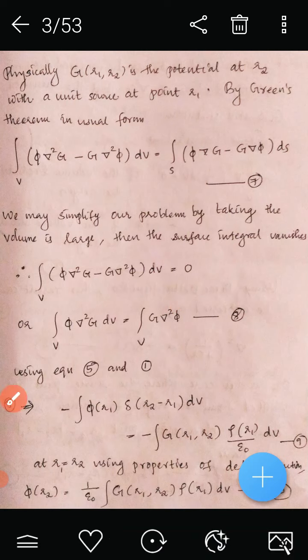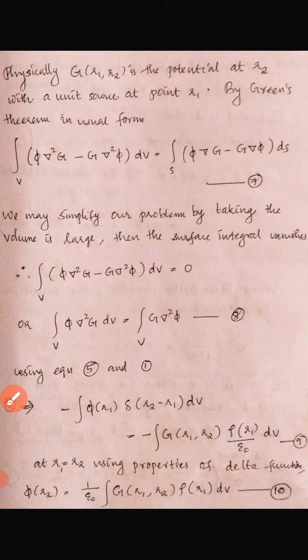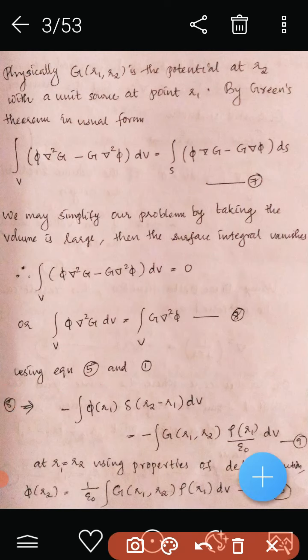Then the equation becomes minus 5 into delta r2 minus r1 into dv is equal to minus of g r1 r2 into rho r1 by epsilon 0 dv. That is equation number 9. Now at r1 is equal to r2, what happens? We can use the Dirac delta property. So Dirac delta property, this will become 1.